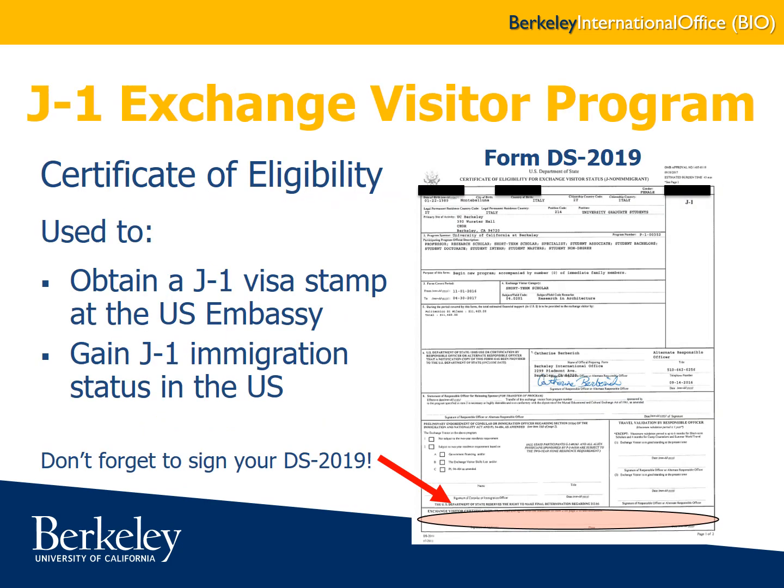The J1 Exchange Visitor Program Certificate of Eligibility, also known as the Form DS 2019, is used to obtain a J1 visa stamp at the U.S. Embassy and to gain J1 immigration status in the U.S. Once you have entered the U.S., please make sure to sign the bottom if you have not yet done so. Before traveling internationally, you will also need to secure a travel signature on your DS 2019, but we will tell you more about that later.